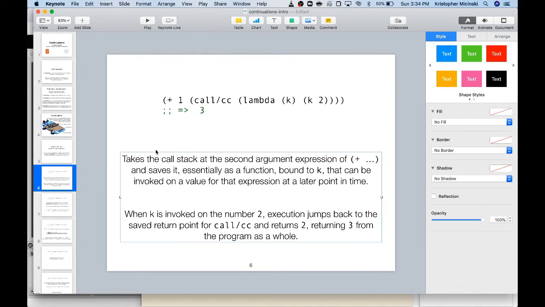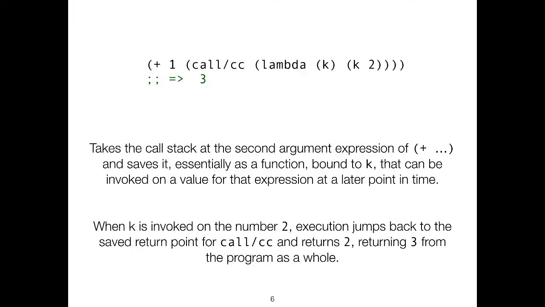All right? So this call/cc is going to take the stack at the second argument expression, and it's going to save it as a function. That function is going to be bound to k. When that value k is invoked on a value at some later point in time, execution is going to jump back to the point at which that continuation was saved, i.e., when that call/cc was taken. And then that entire place where the call/cc sits, that entire hole of computation, is going to be replaced by whatever argument is given to that function k.